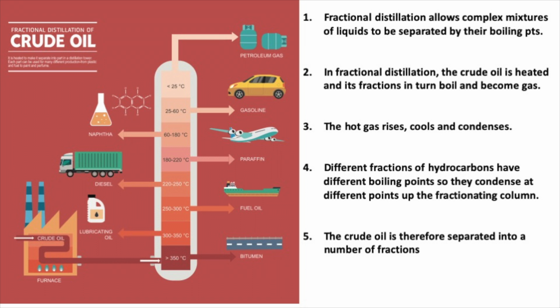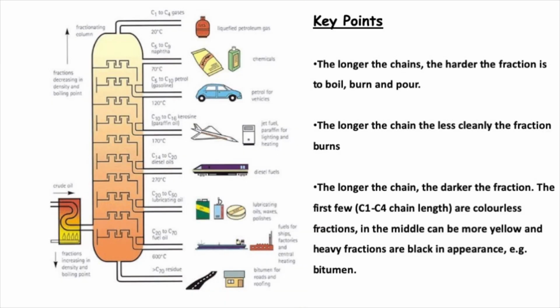Different fractions of hydrocarbons have different boiling points, so they condense at different points up the fractionating column. And the crude oil is therefore separated into a number of fractions. Now this second picture of a fractionating column shows the relationship between the boiling points of the different fractions and the length of the hydrocarbon chains.